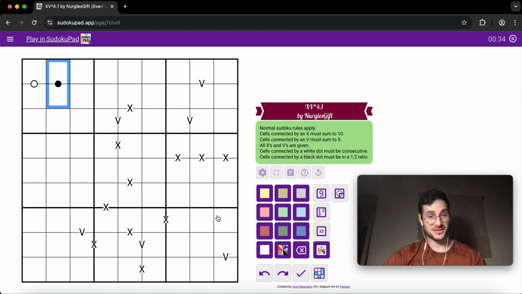And don't forget that we have this negative constraint, so if two cells do not have an X between them, they cannot sum to 10. And if two cells do not have a V between them, they cannot sum to 5. So these two cannot sum to 5 or 10.